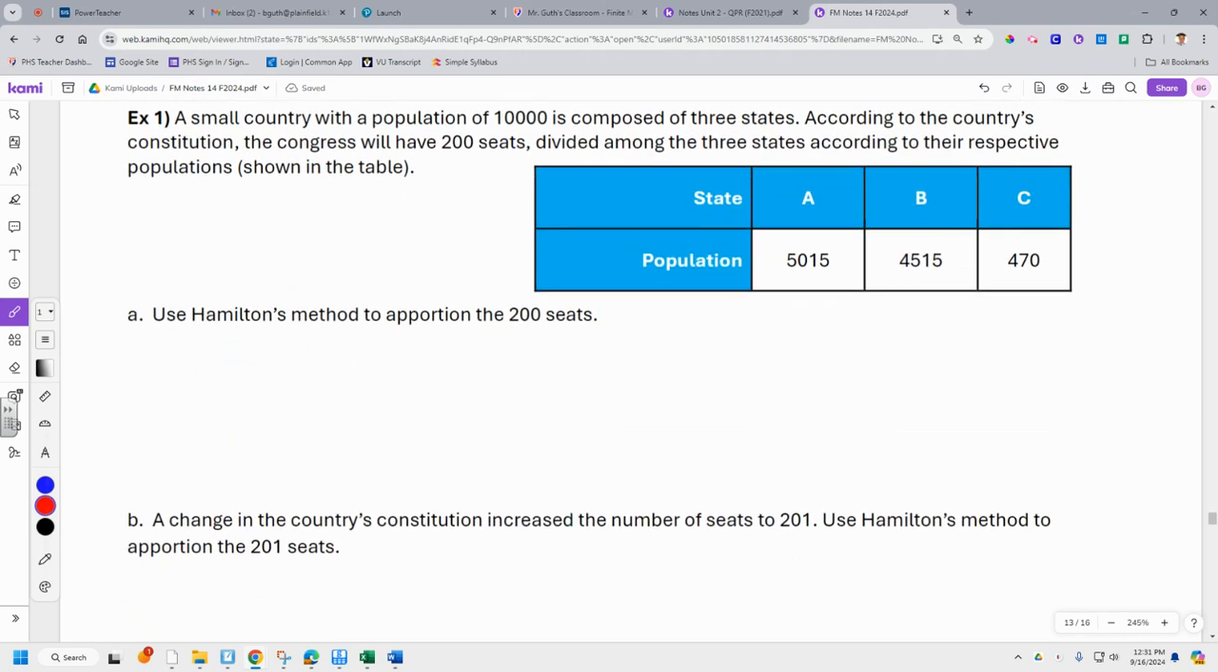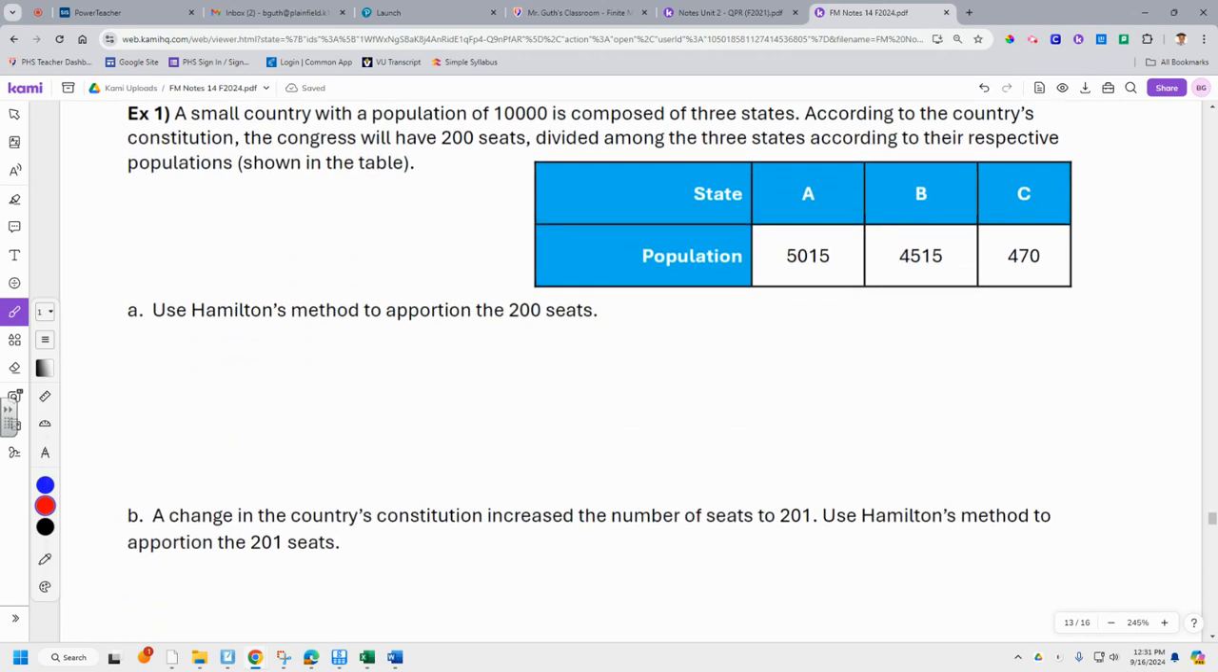Let's get to an example. Number one, a small country with a population of 10,000 is composed of 3 states. According to the country's constitution, the Congress will have 200 seats divided among the 3 states according to their respective populations. So we don't need to add this up. They already told us this adds up to 10,000. That's useful information. We're going to use Hamilton's method to apportion the 200 seats.